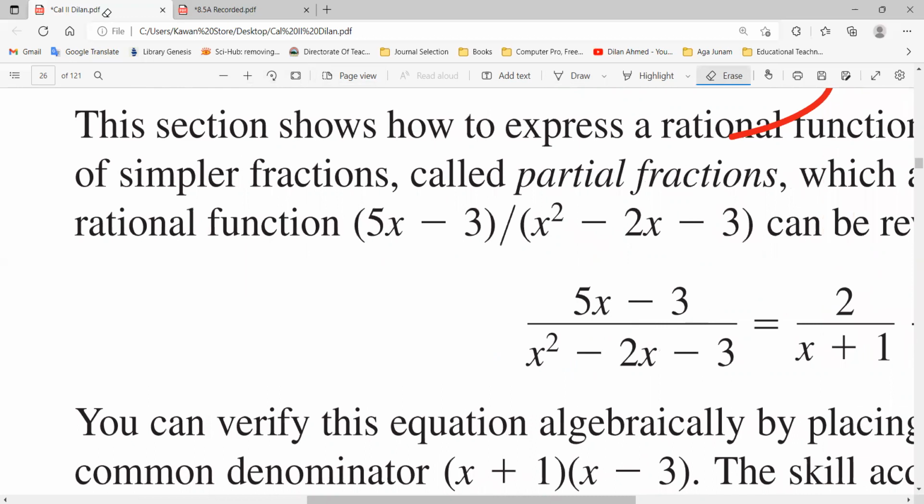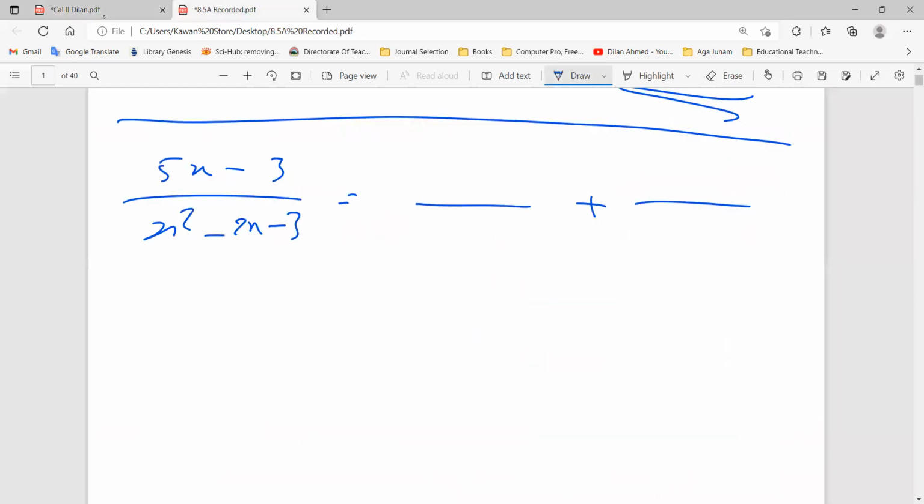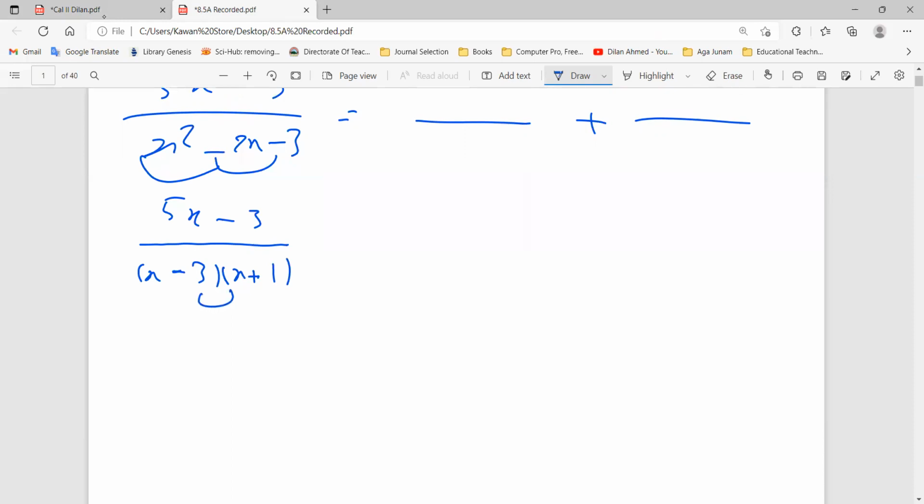I know this is a polynomial over a polynomial, so I'm going to use that method. How do we make the partial fractions? First of all, factor the denominator into parentheses. We have x and x, and the signs are negative and positive, with 3 by 1. To be sure, multiply the two nearest and the two farthest terms and you get minus 2, so your factoring is good. Make the denominator a product of factors like that. Clear?